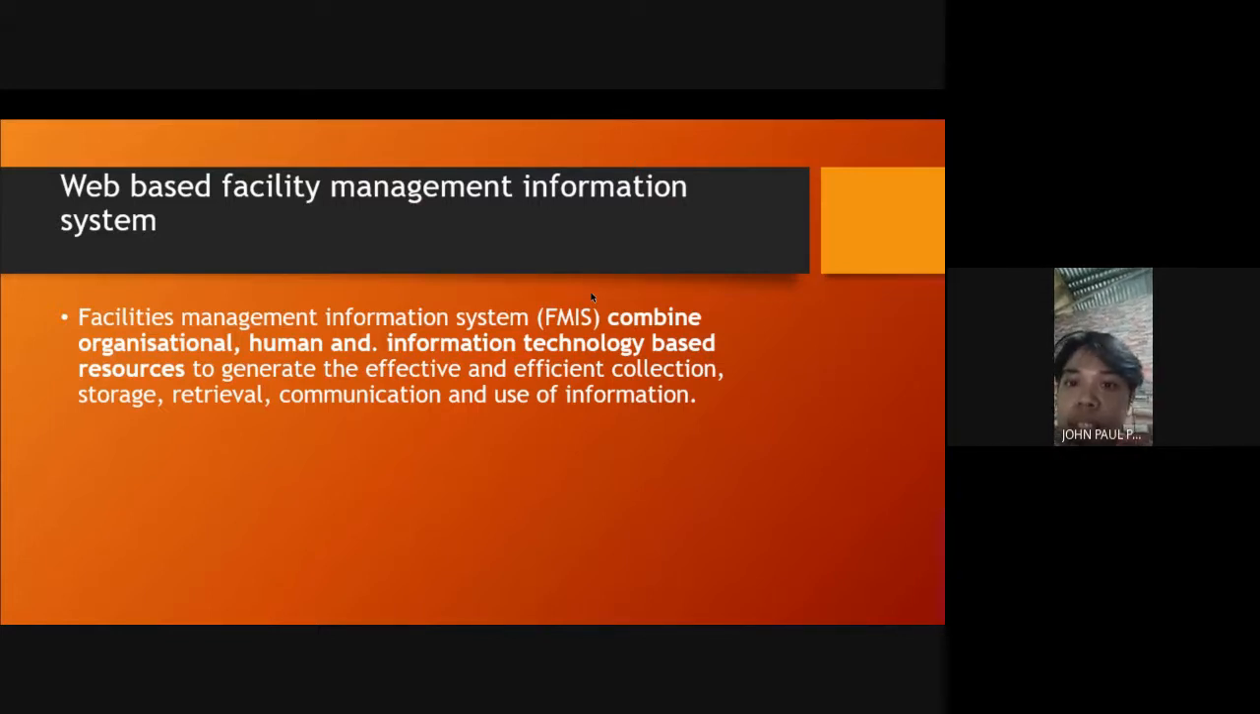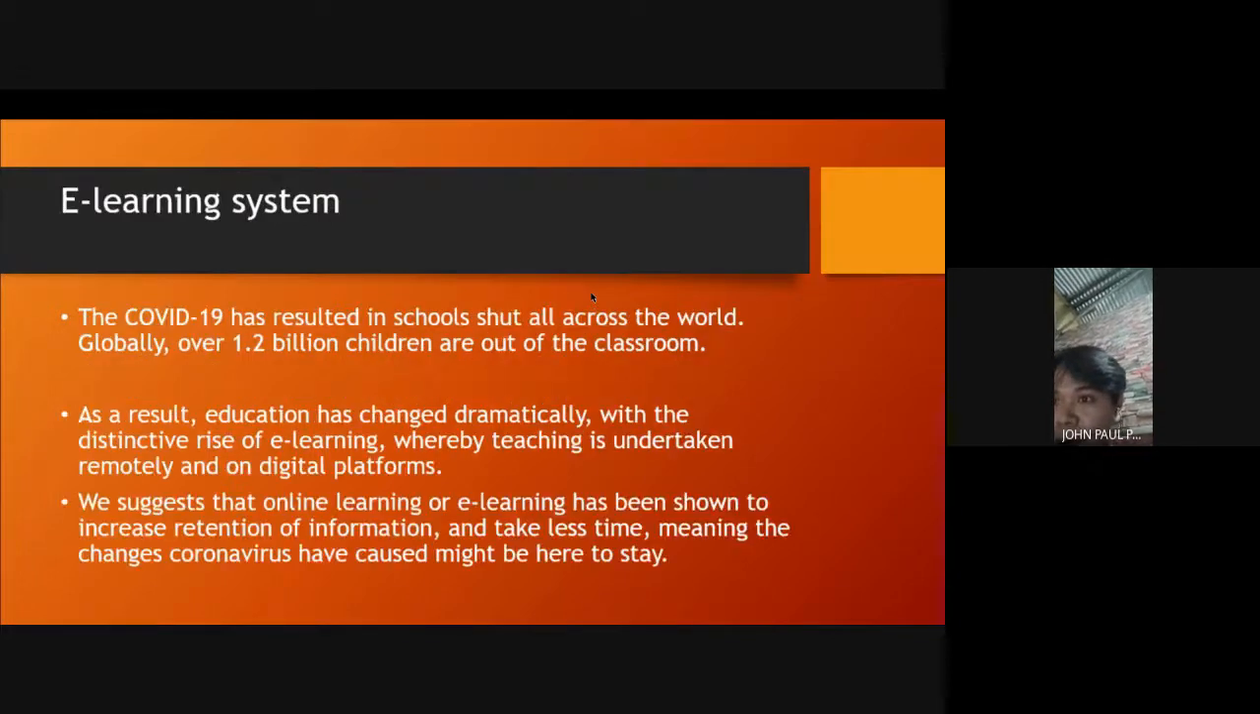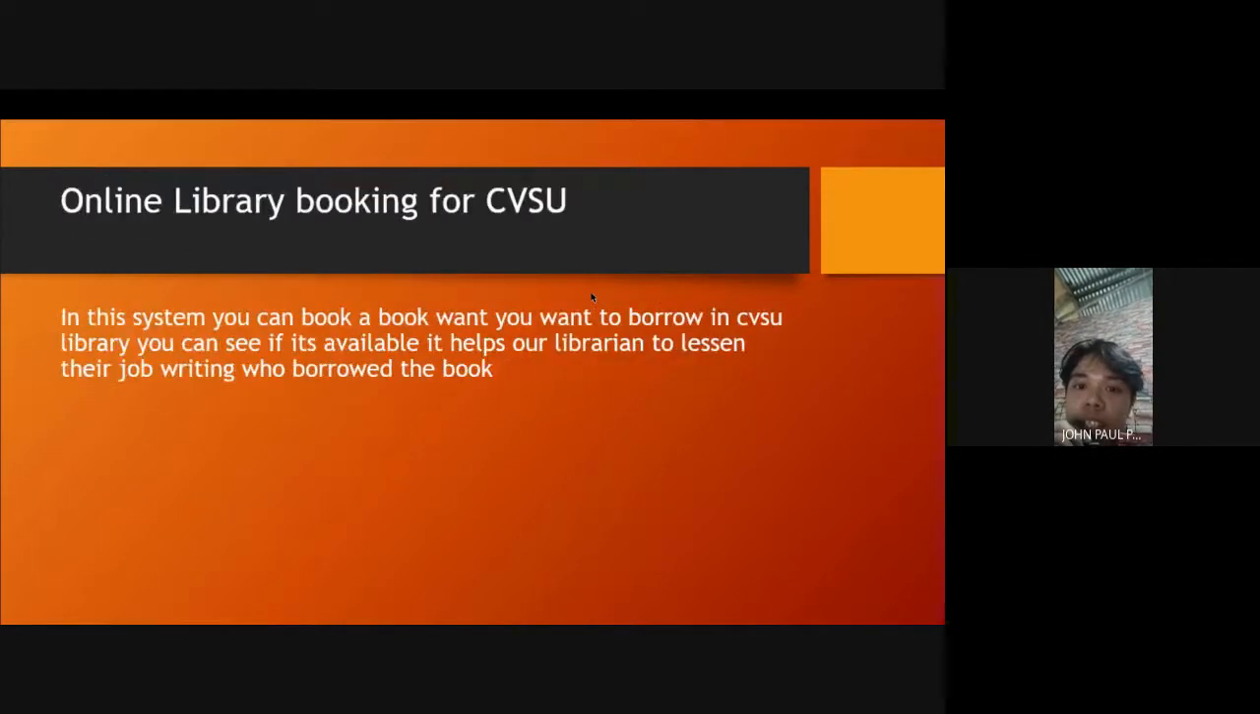Next is e-learning system. Wait lang, JB. Yung isa pa, wala yung nalagay mo eh. Ayan. Next is online library booking for CVSU. In this system, you can book what you want to borrow in the CVSU library. You can see if it's available.